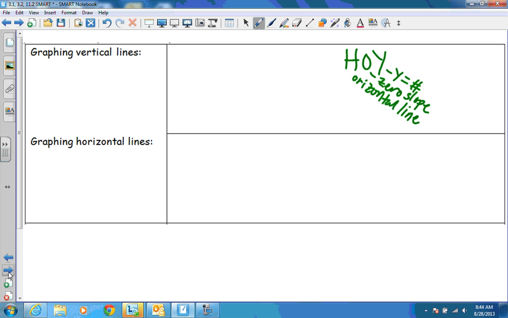And my next one that I remember is VUX. So HOY VUX. And it's being recorded. Okay. So this is a vertical line. It has an undefined slope. Let's put M for slope. I ran out of room. And it is x equals a number.